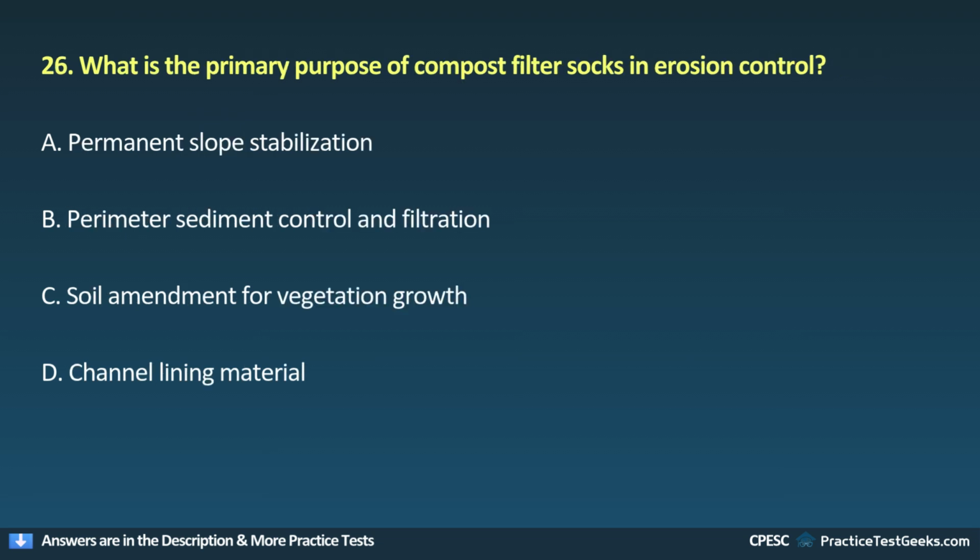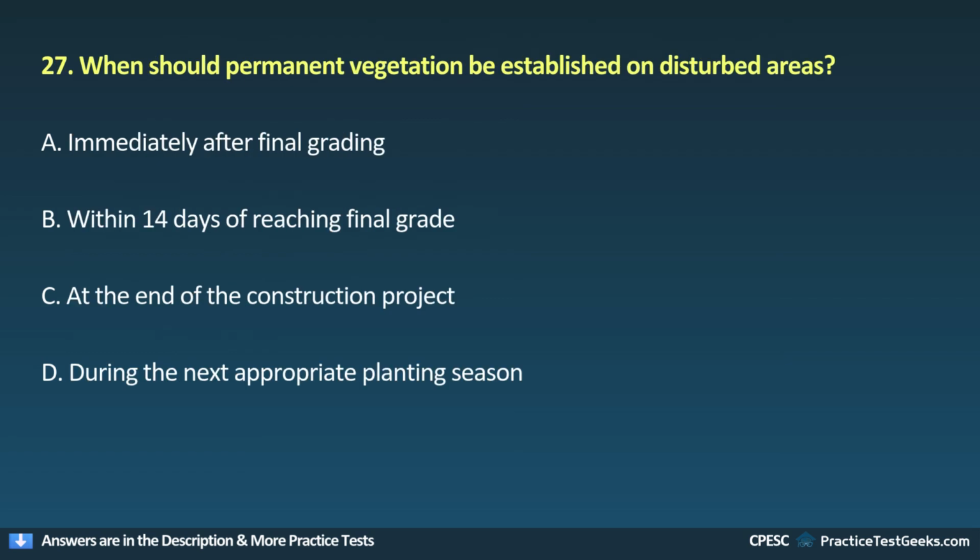26. What is the primary purpose of compost filter socks in erosion control? A. Permanent slope stabilization. B. Perimeter sediment control and filtration. C. Soil amendment for vegetation growth. D. Channel lining material.